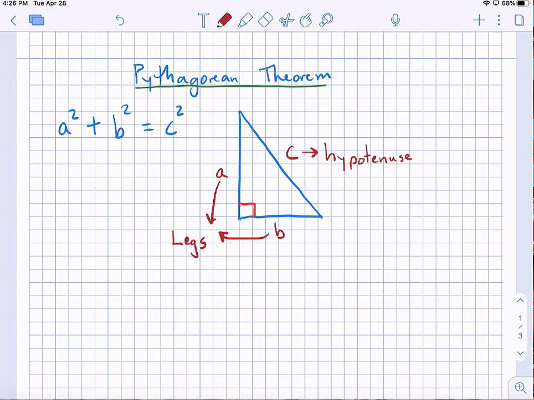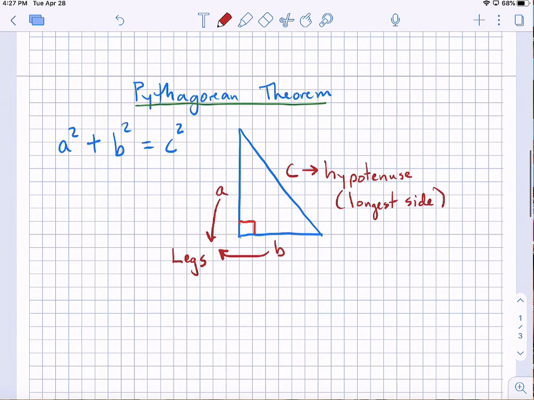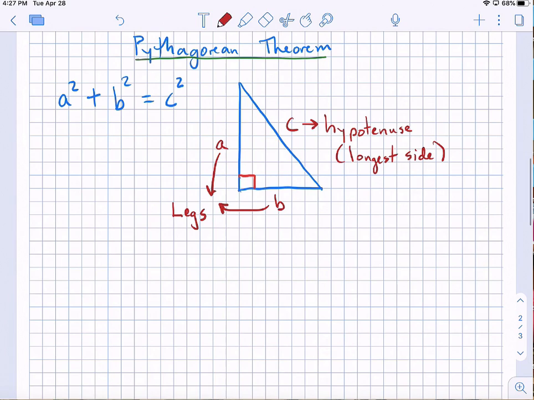It's always the hypotenuse. Another thing to know about the hypotenuse: it will always be the longest side. It has to be the longest side. So that's a good way to check your answer in the end. When you plug these numbers into your equation, if your C value at the end is not longer than your A and B, then you know you made a mistake somewhere.